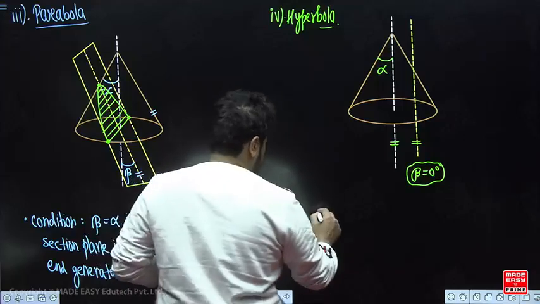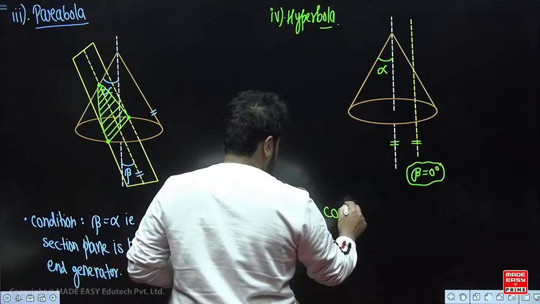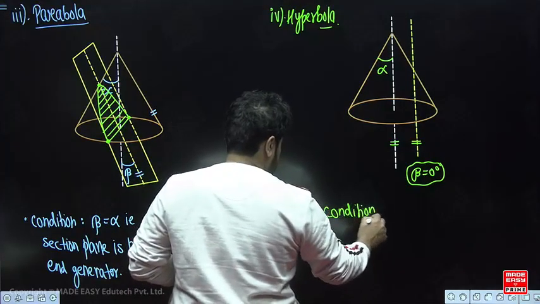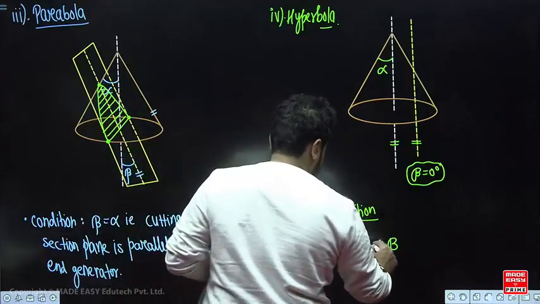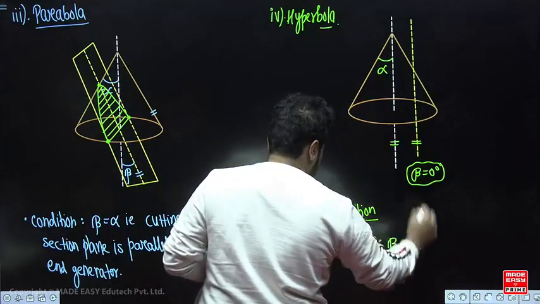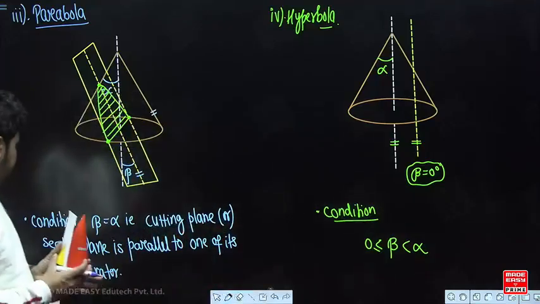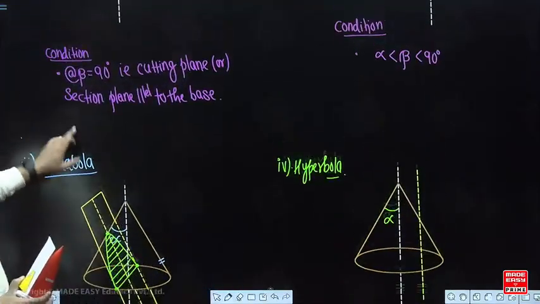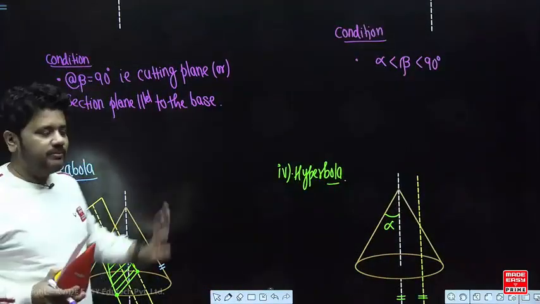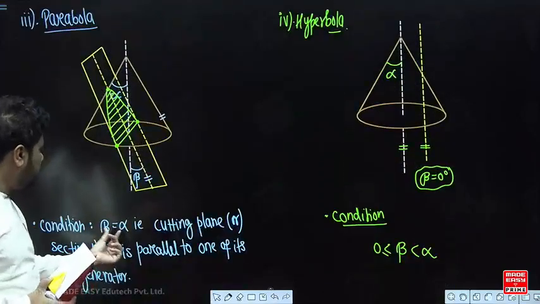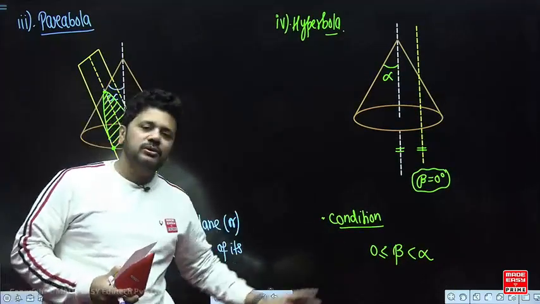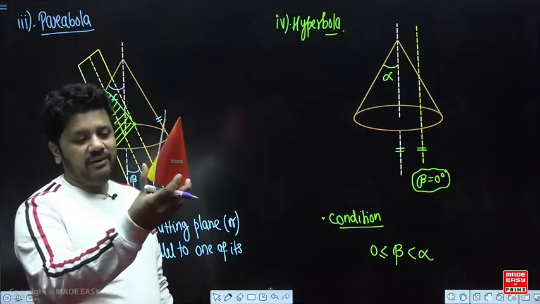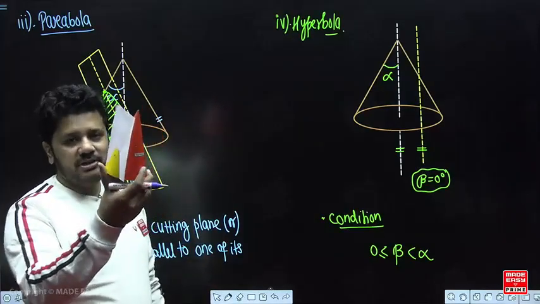That means if I talk about the condition, since I have the model of beta equal to 0, so if beta is equal to 0 but less than alpha also, you will get a hyperbola. That means here, in the first case beta was 90, then I decreased it from 90, then I made it equal to alpha, and now beta is decreased from alpha, but it can also be equal to 0 degree.